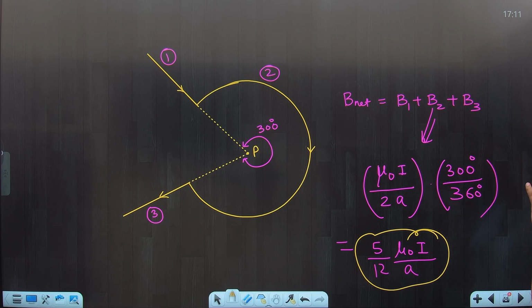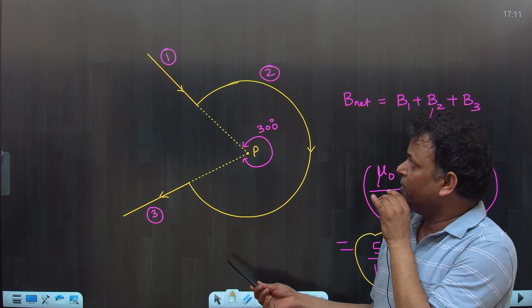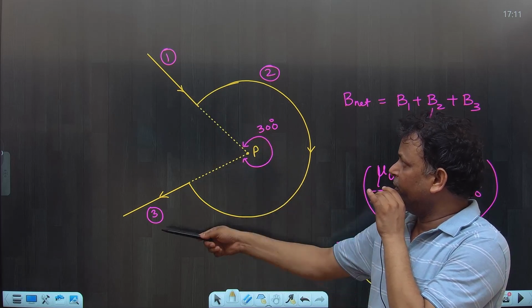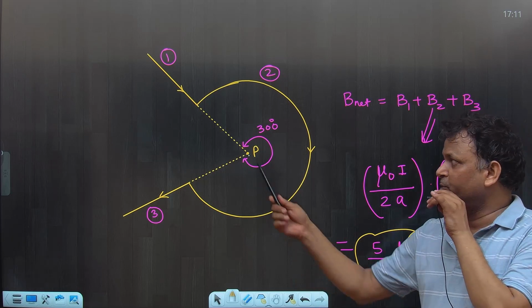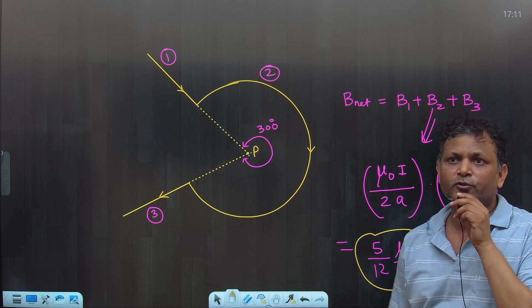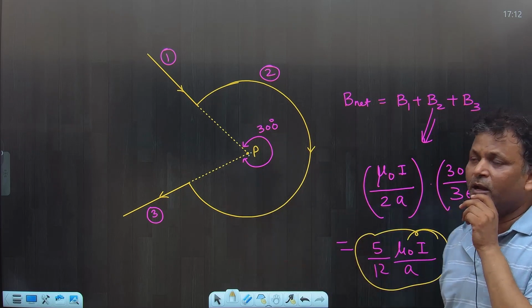See, there are 3 parts. This 1 and 3 are straight parts. Obviously you can see that the magnetic field due to 1 and 3 is 0 at point P because they are straight wires and this point P is on both the wires. So the magnetic field at P will be 0. Now it is only due to this circle.